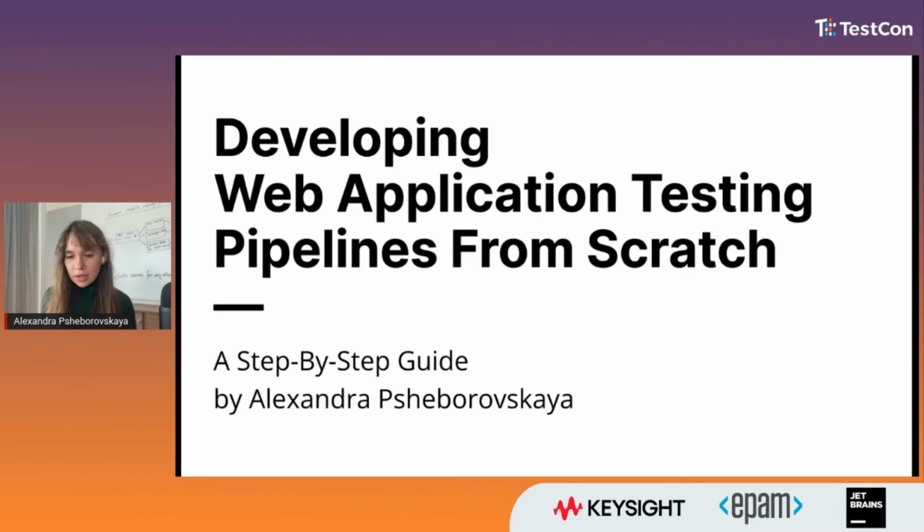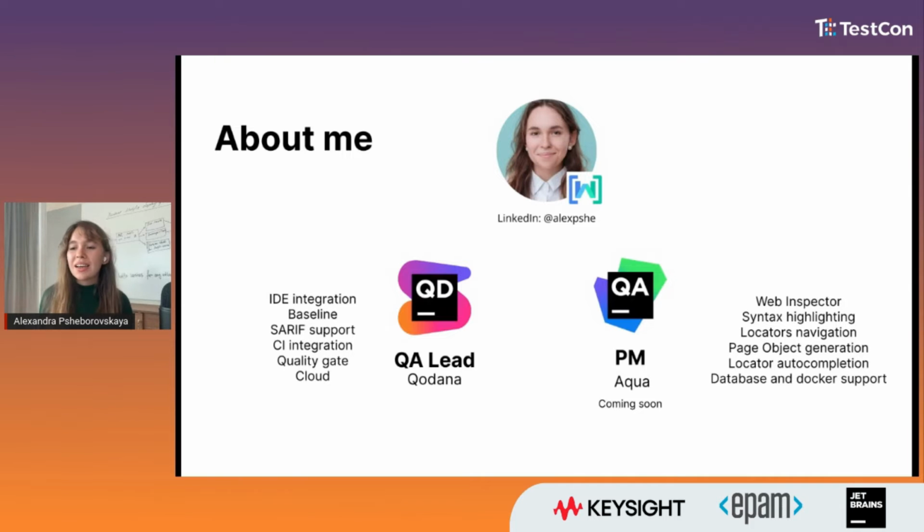Let me introduce myself. I have an unusual combination of two different roles. I work as quality assurance lead at the code quality platform Codana, and today we will discuss the testing approach in this team. And also, I'm a product manager in the JetBrains IDE, JetBrains Aqua, which is a powerful IDE for test automation, and we will announce it soon.